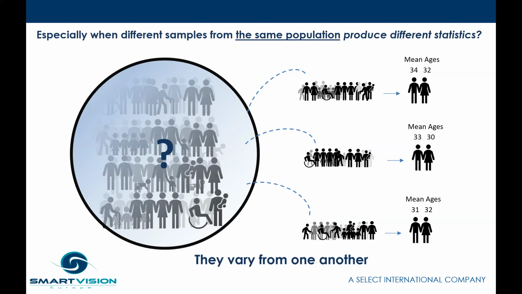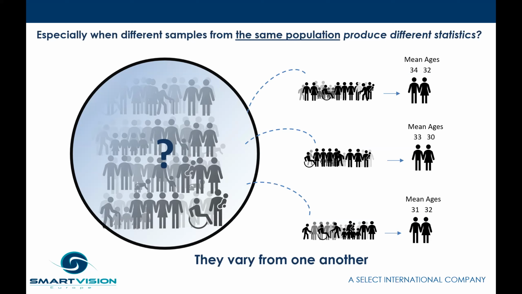So samples vary from one another. We'll never get to the point whereby we can collect a big enough sample for it to be 100% accurate. There's always going to be some degree of inaccuracy to it. And more importantly, somebody else can go away and collect another sample, and their results may be different. So samples vary from one another.